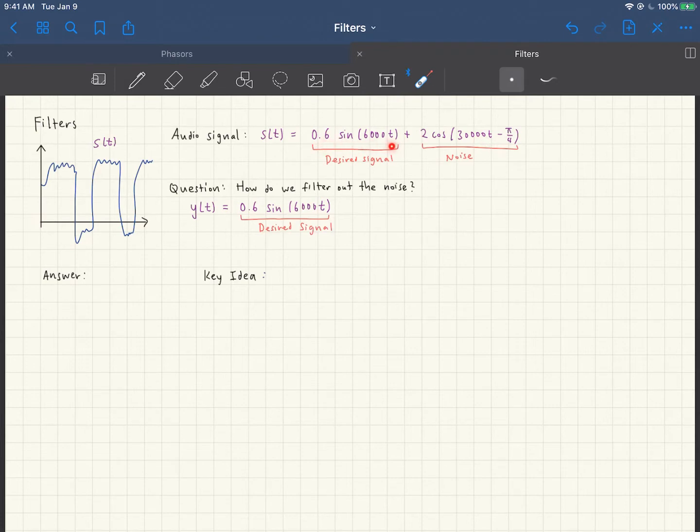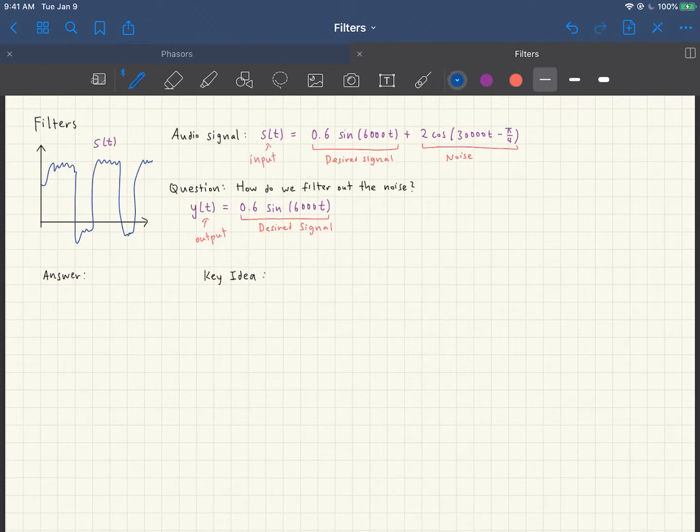The first half here is a desired signal, and when I say desired signal, I'm like talking into a mic, and this is the signal I want. So the question I want to ask now is, how do I filter out the noise? Or how do I make y of t the output? So let's say this is the output, the desired signal.